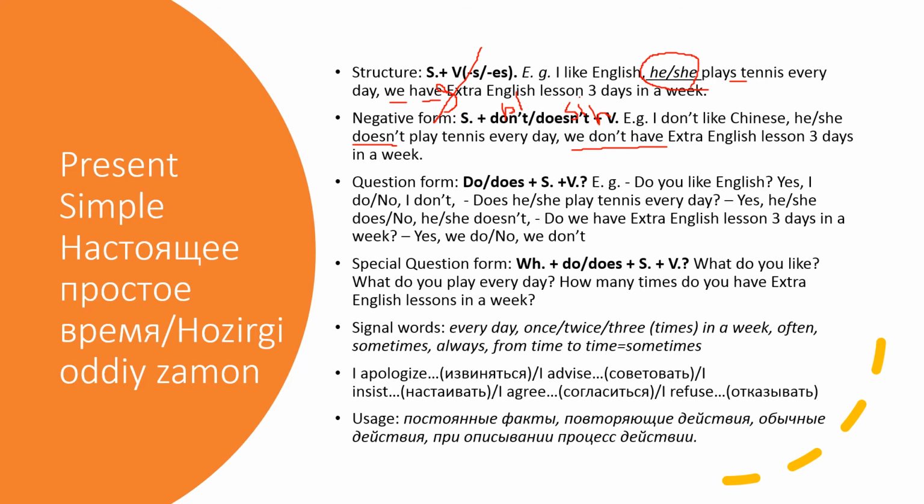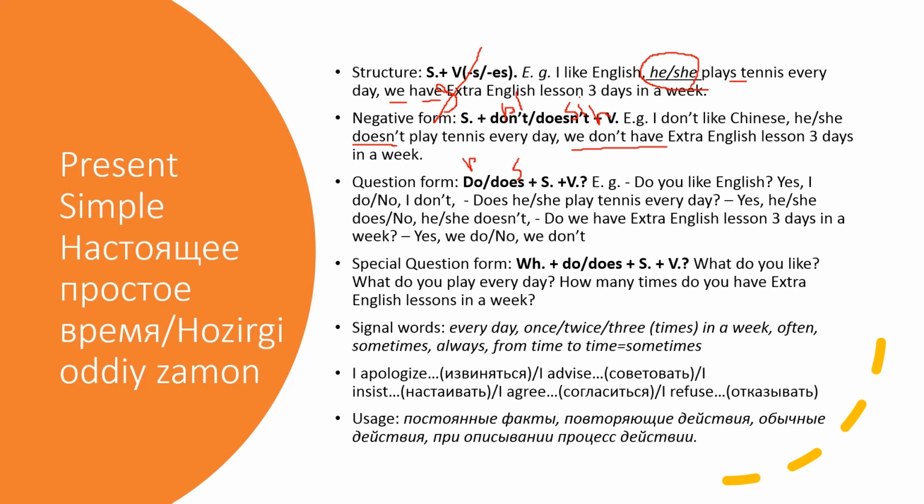Do, again, for plural subjects, and does for singular. For example, do you like English? Yes, I do. Or no, I don't. Does he play tennis every day? Yes, he does. No, he doesn't. Do we have extra English lessons 3 days in a week? Yes, we do. No, we don't.